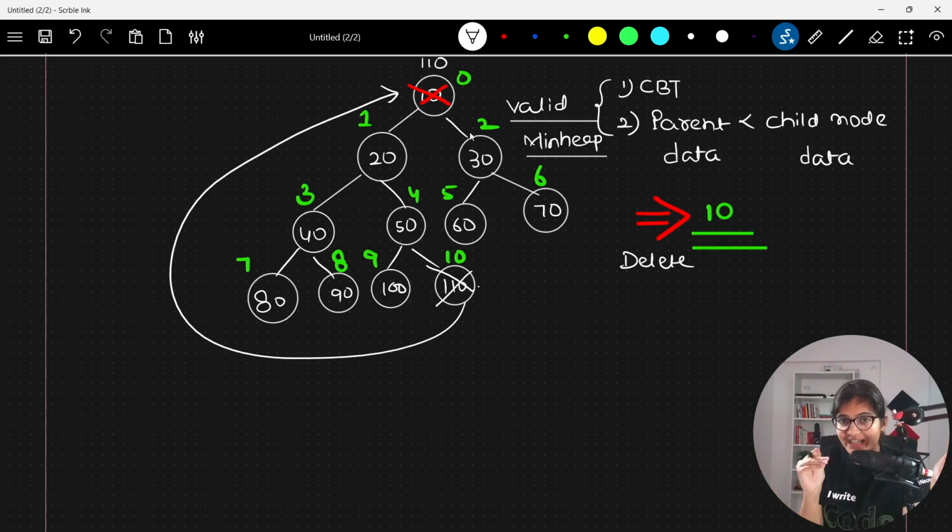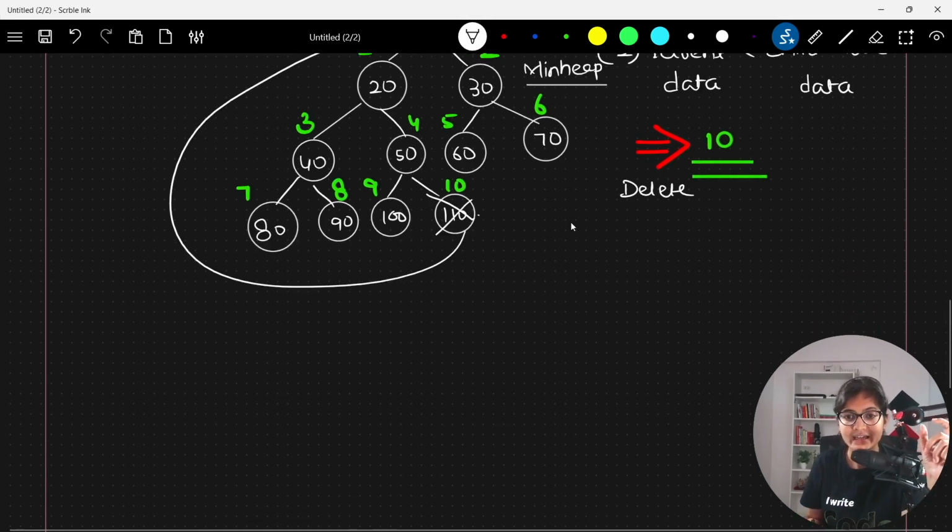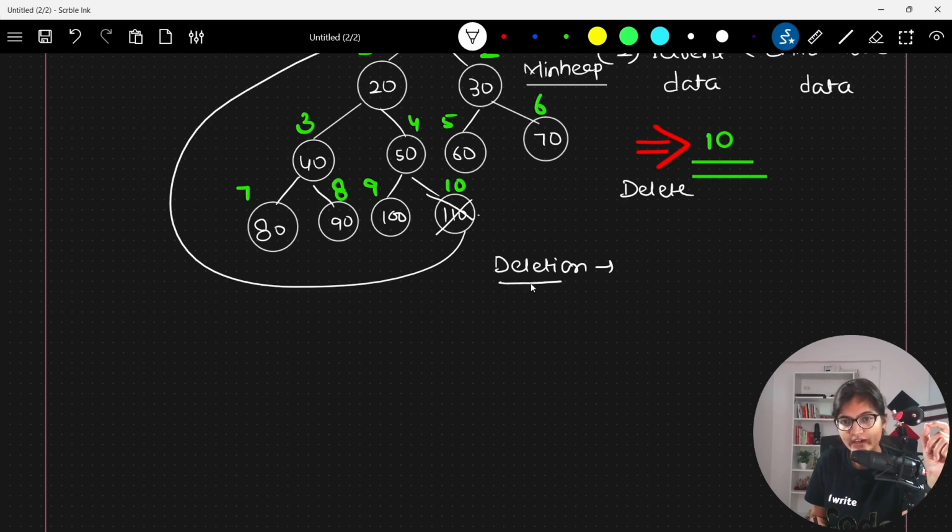So at every iteration, until it reaches a leaf node, how many comparisons will happen? In case of a deletion, if you observe, in the worst case scenario, the number of comparisons will be equal to 2 times log of n. 2 times log of n.